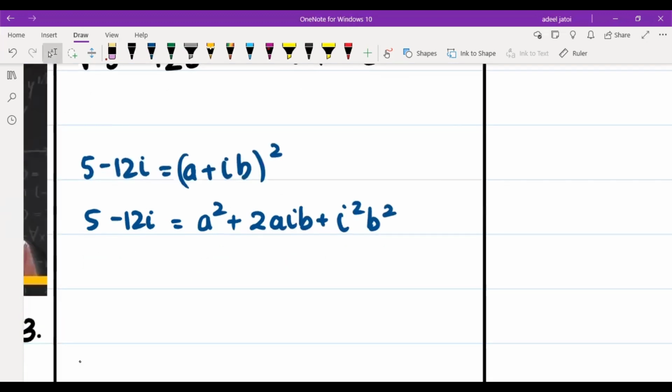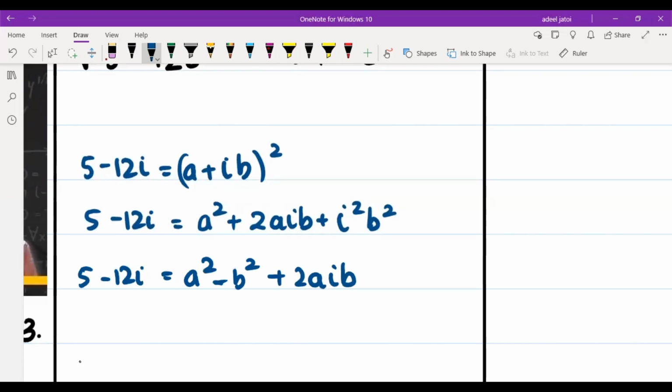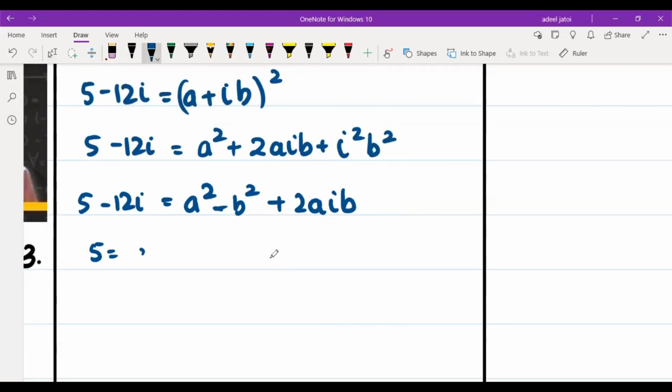And moving on, let's just move that: 5 minus 12 iota is equal to a square minus b square plus 2a iota b. How did we get minus b square? By solving iota square, it will remain b square, whereas this iota square becomes what? Negative 1. So this will become negative b square. So this should be 5 is equal to a square minus b square, whereas negative 12 iota is equal to what? To 2a iota b.